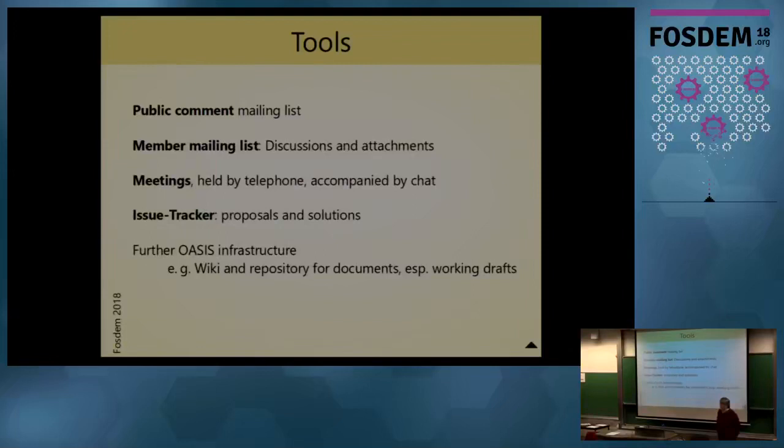OASIS provides Jira issue tracker. Unfortunately, its global settings lack formatting features and attachments. We work around the shortcoming by using mailing list attachments or wiki and uploading documents to the repository.